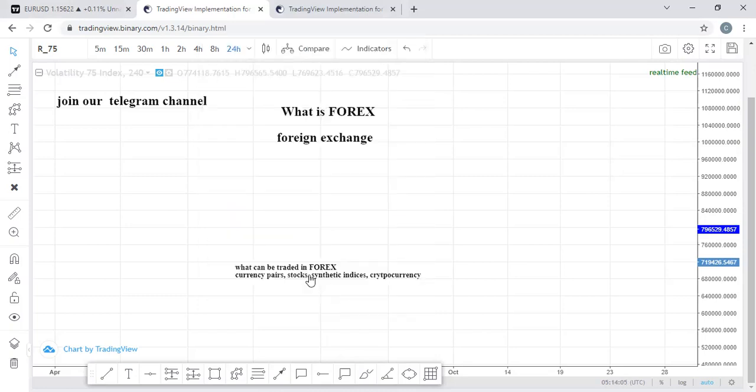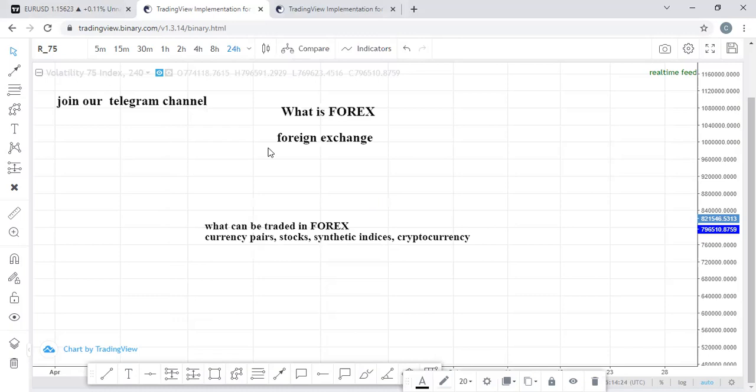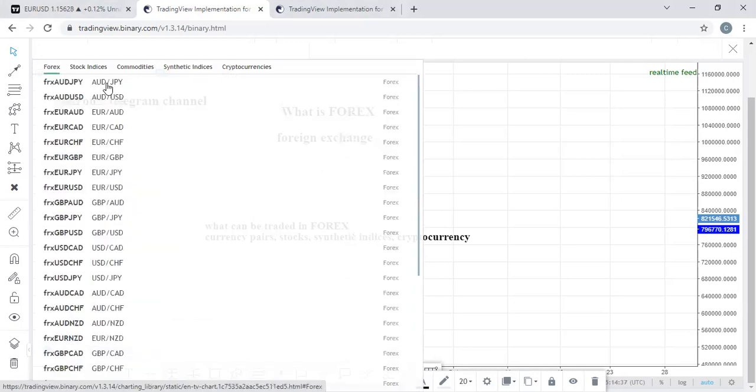Let me increase the font of this so it can be more visible. If I click here, you can see basically what you can do on financial markets. You can see currency pairs: Aussie dollar against yen, Aussie USD, Euro AUD, Euro CAD, Euro CHF, Euro British pounds, Euro yen, Euro USD, and all of that. These are the things you can trade.